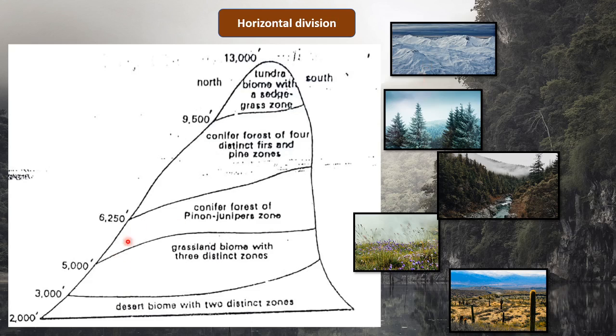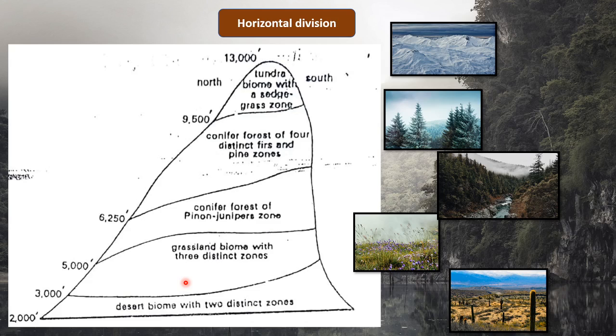Now this is just an example. Like this, different mountains, depending upon the area and the climate there, can have different zonations. The top could be tundra biome, or sometimes the top could be totally dry. It totally depends upon the area in which the mountain is present, right? So this is just an example of how horizontal zonations can be present in forest areas.